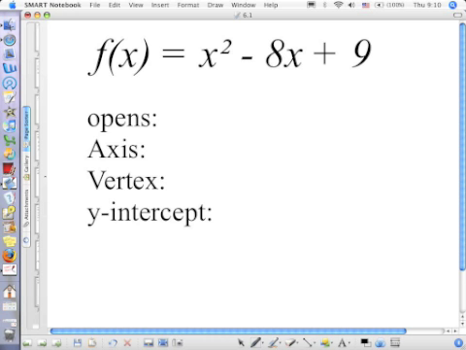Okay, new one. Let's do everything we just did. You can see how fast it goes. These are the 4 things you need to ask yourself tonight on your homework when you're graphing your parabolas. f(x) = x² − 8x + 9.